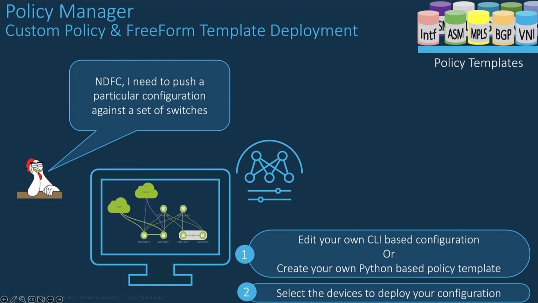The freeform policy can be associated to one or multiple switches or all switches at a time. It can be used at the fabric level, at the device level, at the interface level, or link or protocol, or at the network level, right? Many options. And then you save and deploy your own freeform template, and consequently NDFC pushes your own configuration to one or multiple switches, synchronizing the NDFC database with your CLI.